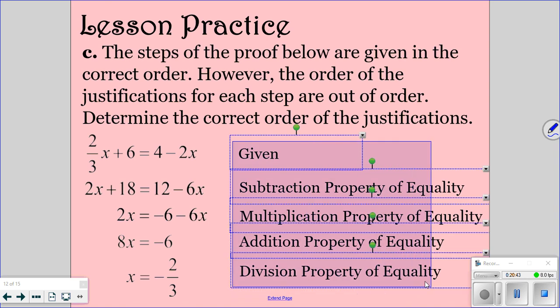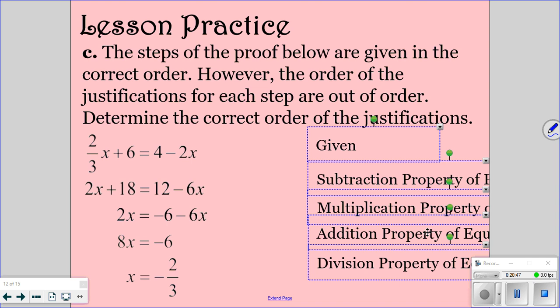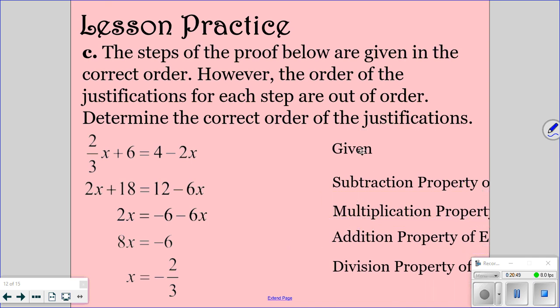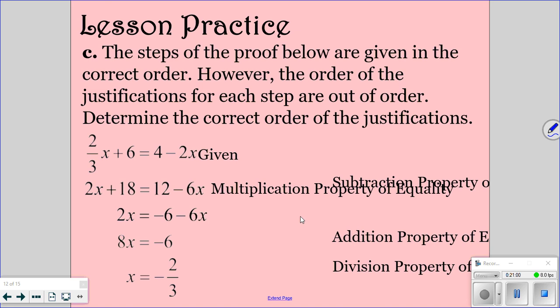Y'all go ahead and pause the video and try these by yourself. Make sure to put them in the right order. So the first thing is always going to be the given. And then from there, we got rid of our fraction by multiplying everything by 3. So that's the multiplication property.